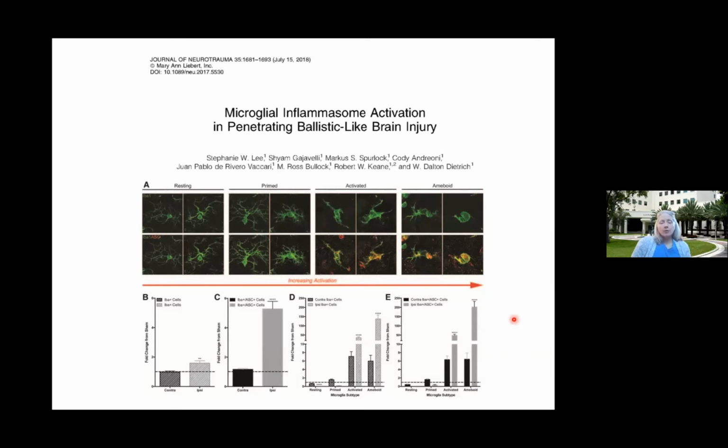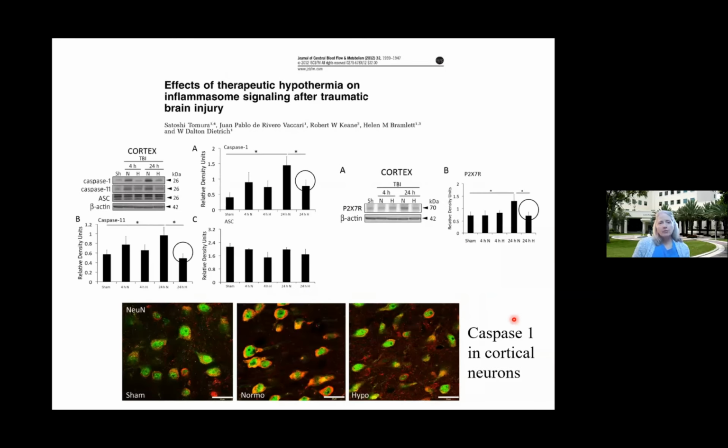Dr. Tamura, who is a postdoc in the lab, also looked at the inflammasome and therapeutic hypothermia and clearly showed that after fluid percussion brain injury with hypothermia, there was a reduction in caspase-1, a component of the inflammasome, and caspase-11, and showed a reduction using immunohistochemistry that caspase-1 in cortical cells was down. Also saw a reduction in the P2X7 receptor, which is a receptor activated in that particular inflammasome pathway.